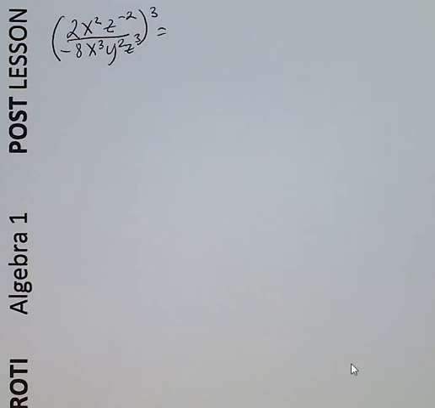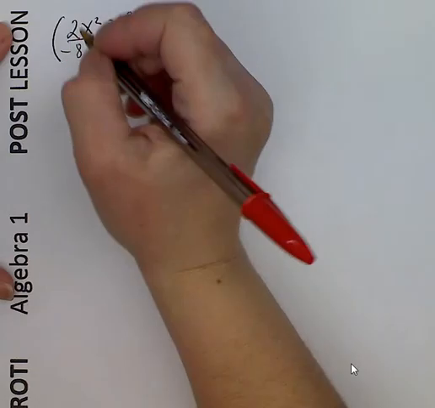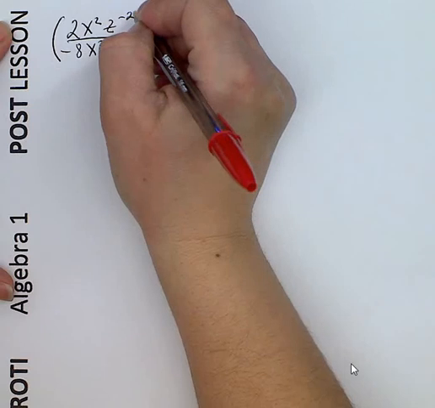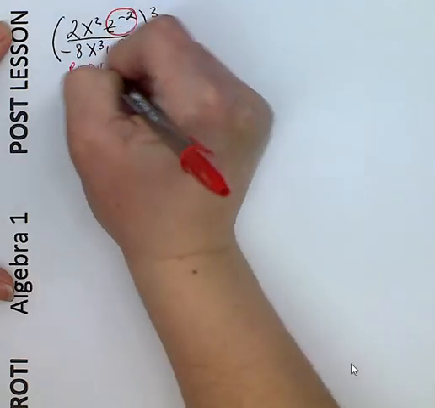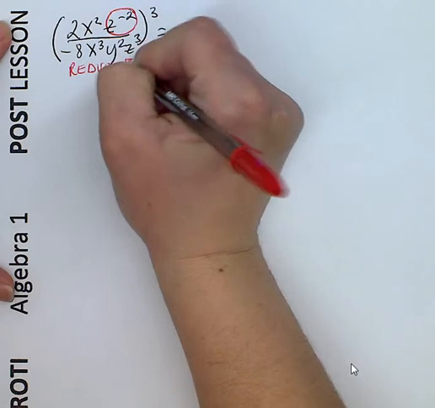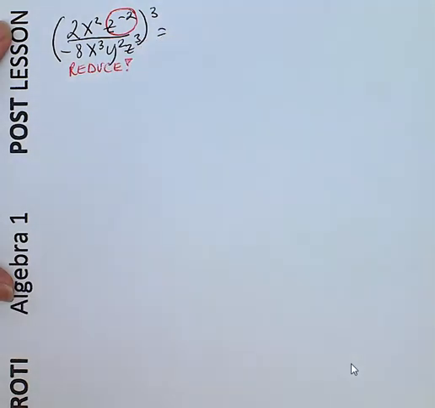In this post lesson, I just want to run through what the most efficient way is to solve a problem like this. The first thing you might want to do is notice that there are some negative exponents, or perhaps try to reduce inside. If you distribute in, these numbers are going to get real big real fast. They're going to have a lot of them.